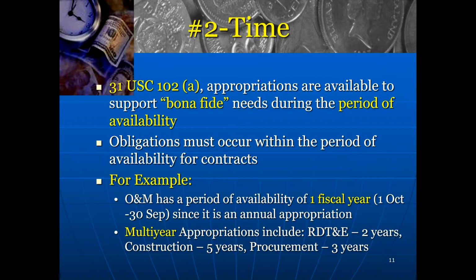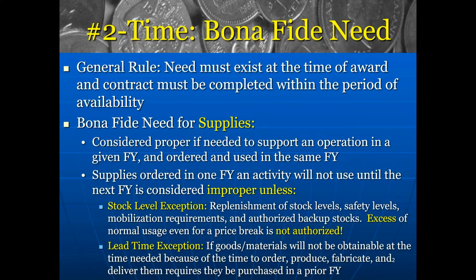For example, O&M has a period of availability of one fiscal year, so 1 October through 30th September, since it is an annual appropriation. Multi-year appropriations are RDT&E, which is 2 years, and construction, which is 5 years, and procurement for 3 years. A general rule is the need must exist at the time of award, and the contract must be completed within the period of availability.